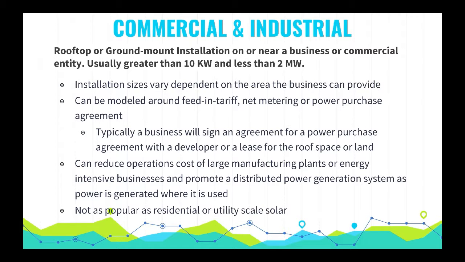The second segment is commercial and industrial solar. Commercial and industrial solar installations are usually on top of a business. So this can be on top of a shopping plaza or some sort of manufacturing facility on the rooftop, or it can be in a barren area or farmland beside an operating business. An example of this can be a large manufacturing facility such as a GM or an automotive plant, which has a big piece of land around it and they pull the power into it.